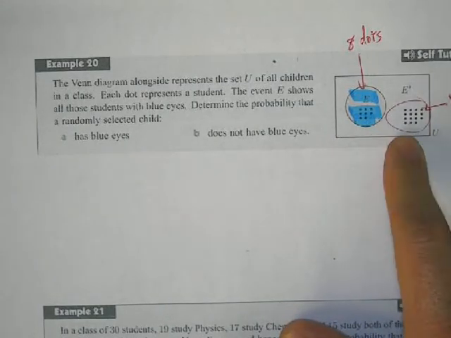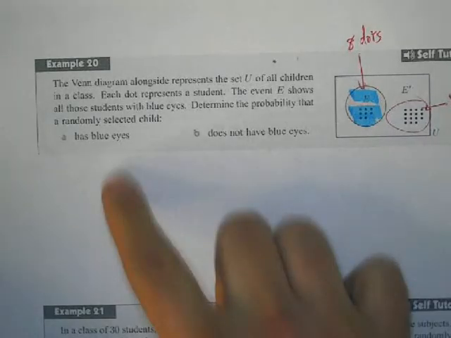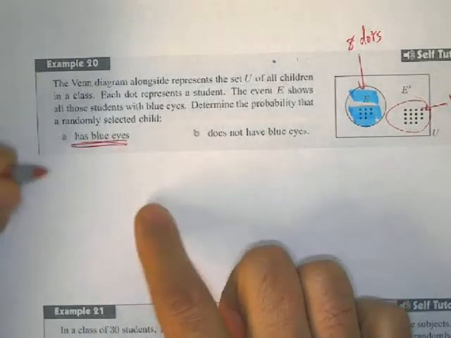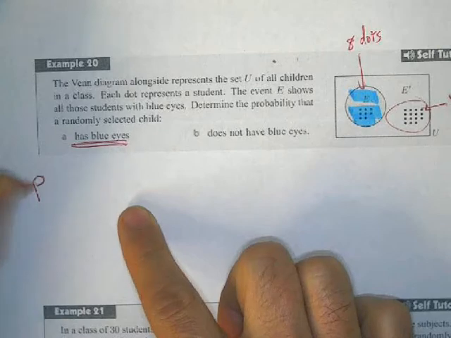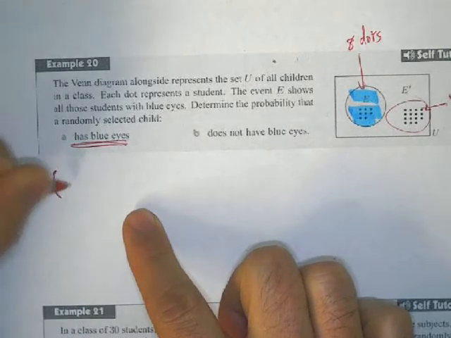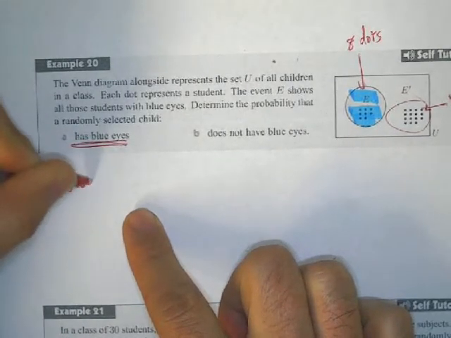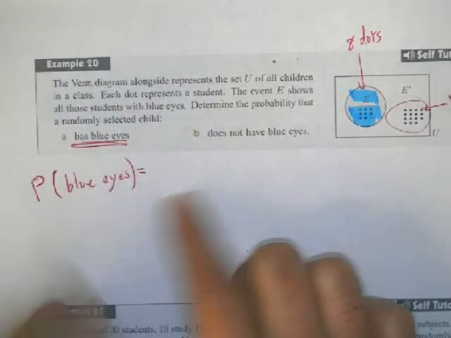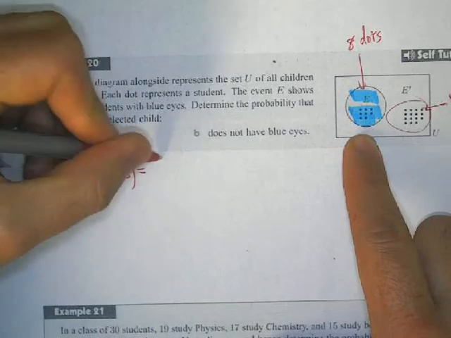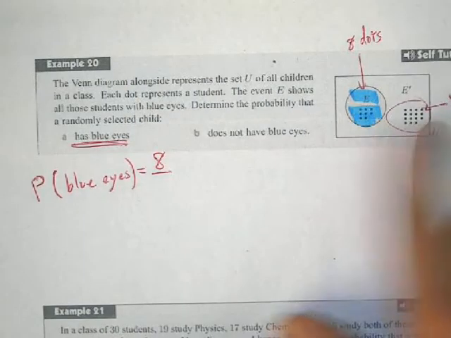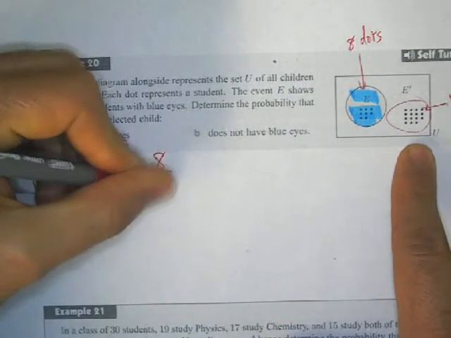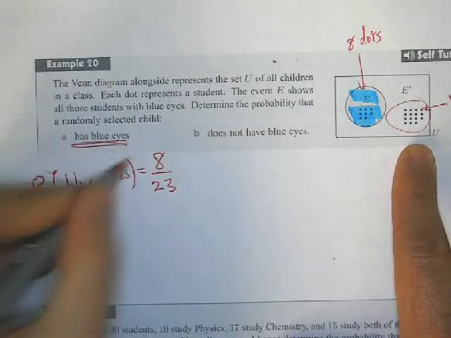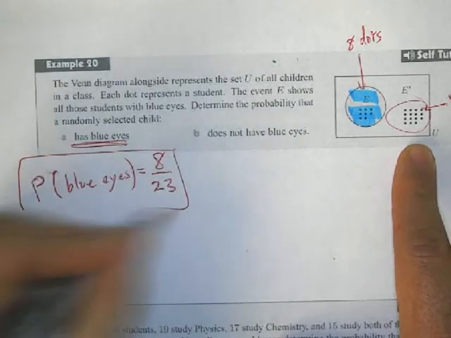23, right? So the probability that a kid has blue eyes, I'm going to write it like this. P parentheses blue eyes. So how many kids have blue eyes? 8. How many kids are there total? 23. Okay, so that's the probability that a kid has blue eyes.